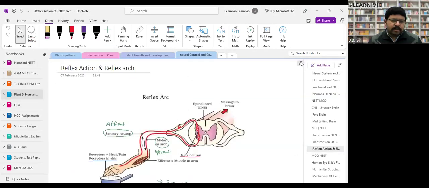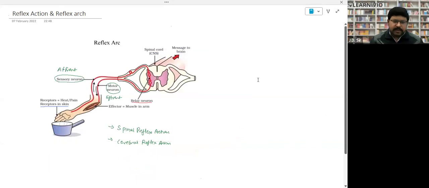The next part is very easy: reflex action. They can ask you a 2 marker question from here, right? They can ask you, look, what is reflex action? So basically, there are two kinds of reflexes. One reflex which sometimes reaches our brain, and a second reflex which normally does not reach our brain.